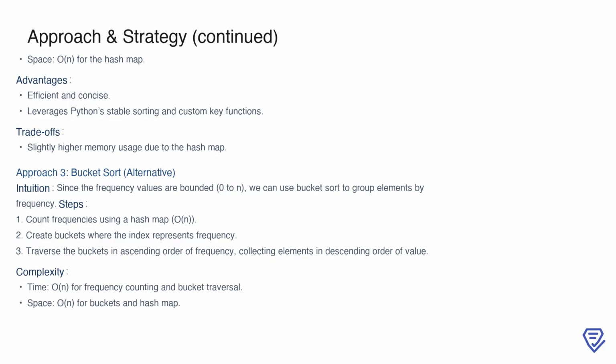Alternatively, we could consider using a bucket sort approach. Here, the idea is to group elements into buckets based on their frequency, with the bucket index representing the frequency count. Once the buckets are populated, we traverse them in ascending order of frequency and collect the elements, ensuring that elements in each bucket are sorted in descending order of value. This approach has a linear time complexity, O(n), for both frequency counting and bucket traversal, making it highly efficient. However, it requires additional space for the buckets and is more complex to implement compared to the hash map approach.